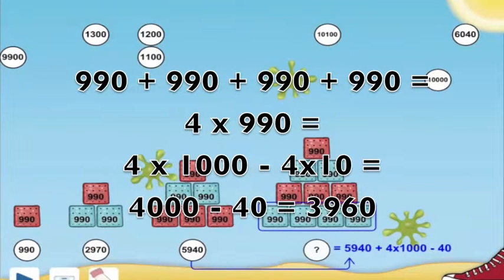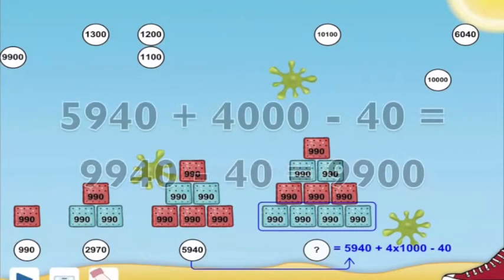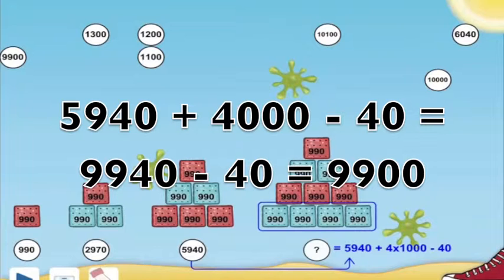We then have that 990 plus 990 plus 990 plus 990 is the same as 4 990s, or 4 times 990. And we can turn 4 times 990 into 4 times 1,000 minus 4 times 10. We have to take away 4 tens because we turn 4 990s into 4,000s. So we then have that 4 times 1,000 minus 4 times 10 is equal to 4,000 minus 40, which is 3,960. We will add 4,000 to the previous total and then subtract away 40.